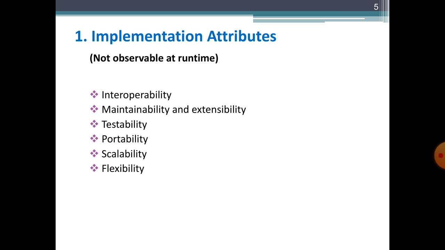And now the next one is scalability. As the name suggests, scalability is about our architecture being scalable enough so that the system can easily adapt to an increase in user requests as well.